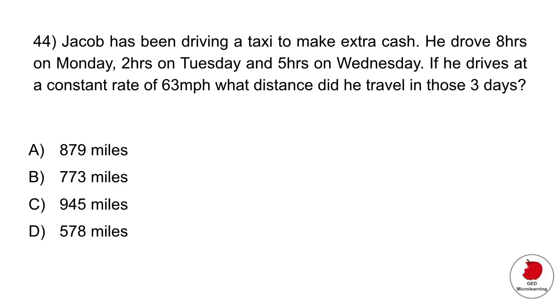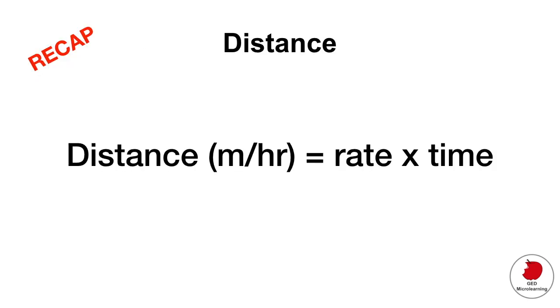Jacob has been driving a taxi to make extra cash. He drove 8 hours on Monday, 2 hours on Tuesday, 5 hours on Wednesday. If he drives at a constant rate of 63 miles per hour, what distance did he travel in those days? Okay, just a quick reminder, this is a really useful formula to remember, the formula for distance. Distance is equal to the rate times the time.